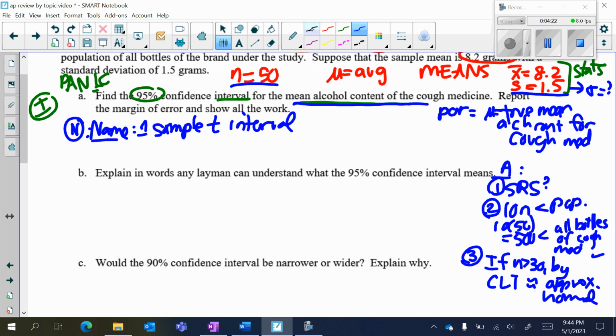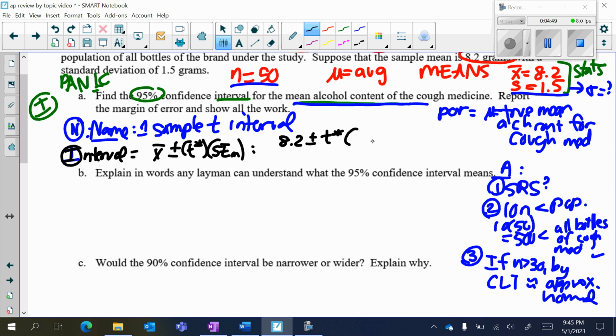Now the formula for the interval itself. This is the step where you need to write the formula in symbols and then in numbers. We said the formula is statistic, which is x bar, plus or minus critical value, t star, times the standard error of the statistic, the standard error of the sample mean. Now we're going to plug in what we know. The statistic is 8.2, plus or minus t star, which we'll have to look up. The standard error is 1.5, which is s, over radical n, which is radical 50. Remember, to get t star, we will go to table B, which is for the t distribution.